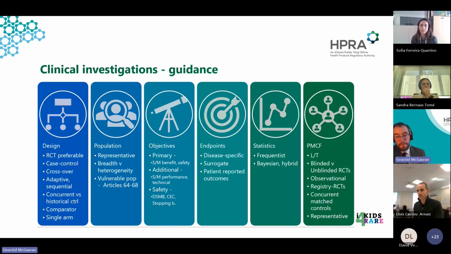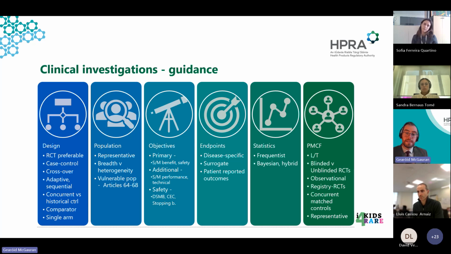in a guidance document. If you are investigating vulnerable populations, you do need to be conscious of the MDR requirements for certain vulnerable populations like minors or incapacitated patients. These are outlined in the medical device regulation, articles 64 to 68. It's just good to be aware of them.